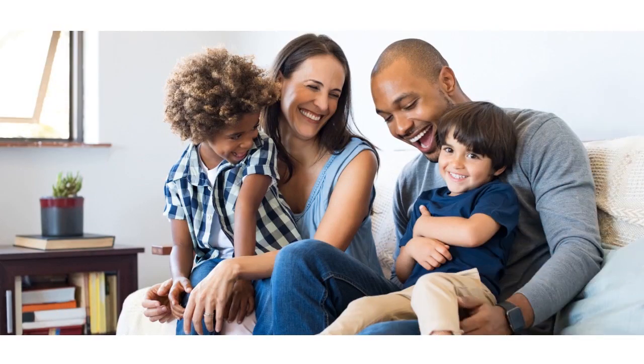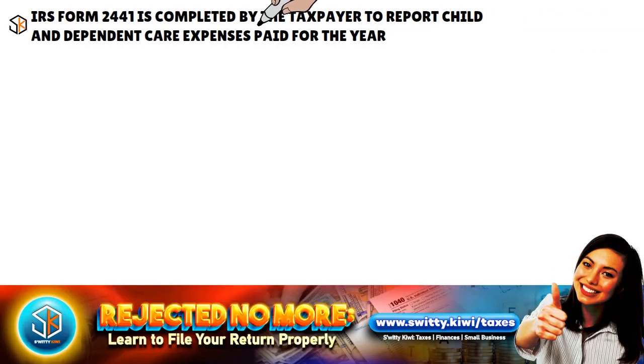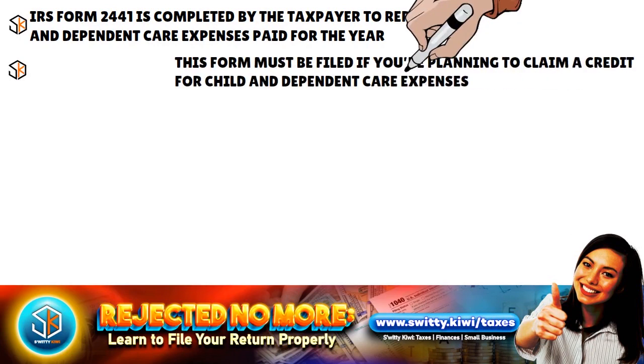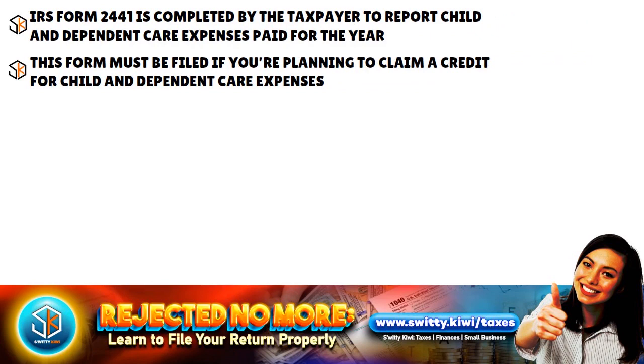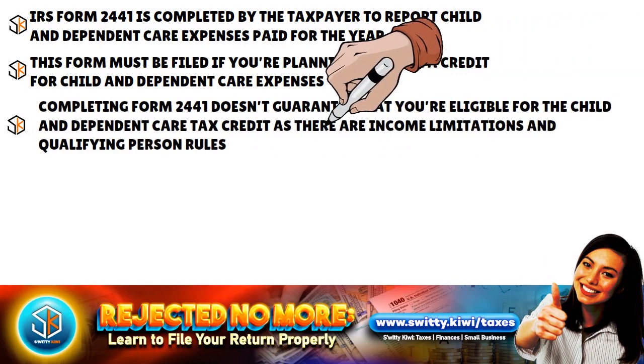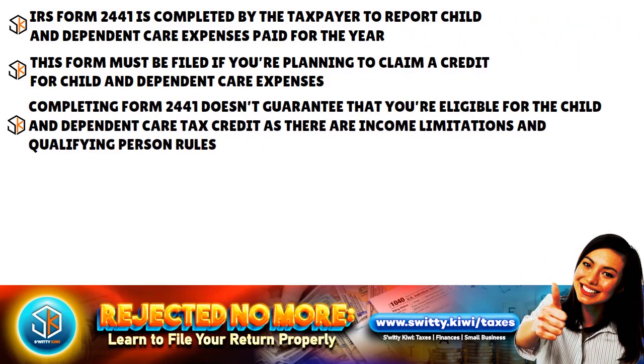What I want to say here is that when we talk about 2441, it's all about tax planning. It's all about tax reduction. It's all about making sure that you are reducing your tax liabilities, right? And so this form, you have to complete it to report child and dependent care expenses paid for the year. And this form must be filed if you're planning to claim a credit for child and dependent care expenses. And now, completing this Form 2441 doesn't guarantee that you are eligible for the child and dependent care tax credit, because there are income limitations and qualifying person rules.